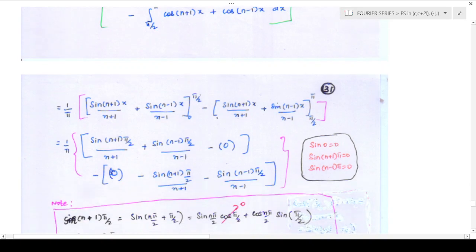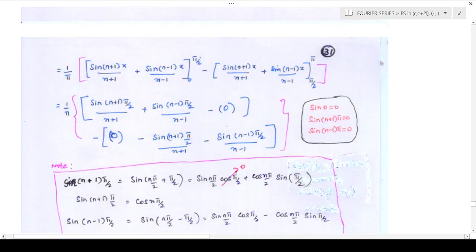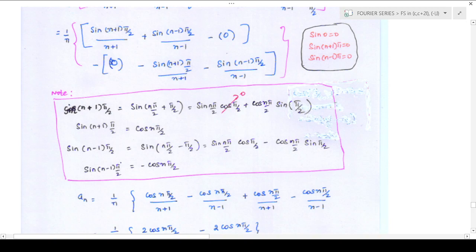Now you are applying the limit, right? Here the lower limit sin zeros are 0. Here the upper limit sin (n plus 1) into pi, or sin (n minus 1) into pi, is also 0. Not only sin n pi, anything multiplied by pi, sin of it is 0. So you are getting as such. Now you take this sin (n plus 1) into pi by 2. What is sin (a plus b)? Sin a cos b plus cos a sin b, children. Cos pi by 2 is 0. Sin pi by 2 is 1. So you'll be getting this to be cos n pi by 2.